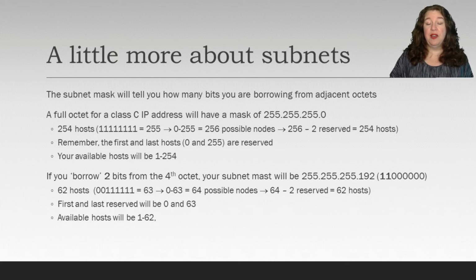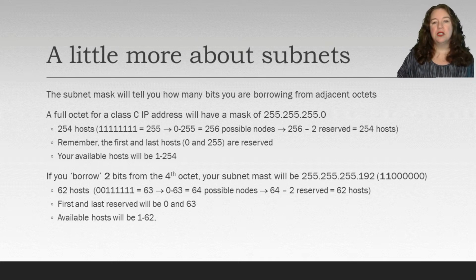The other half, what is the host part, is going to be 00 for the 2 bits we borrowed, then 111111, which comes out to be 63, 1 less than 64. So that'll be 63. 0 to 63 gives you 64 possible nodes. Take out the 2 reserved, and you will get 62 possible nodes.